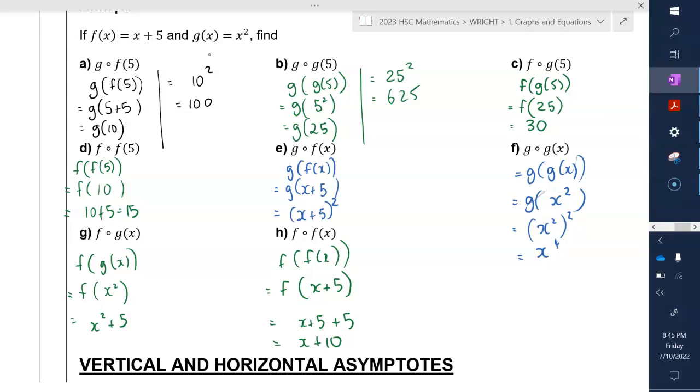So if you found any of those tricky, I want you to pause it, go back, try again, and maybe that's an alarm bell saying you need to go back and have a look at composite functions for year 11.